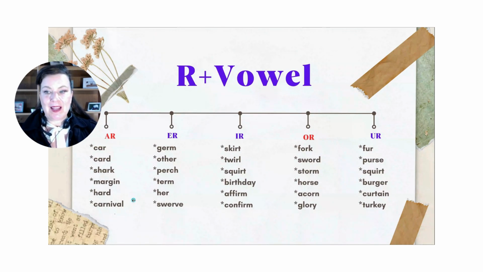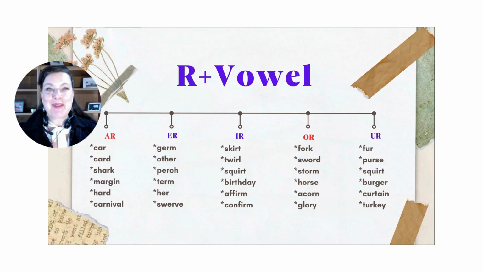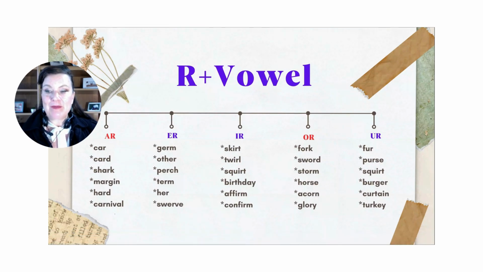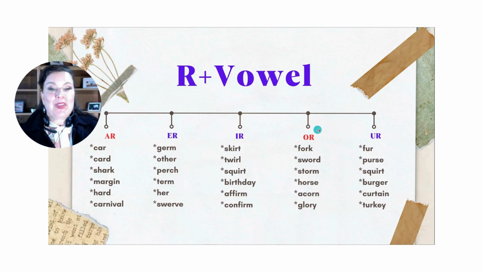carnival. This dark L at the end is another distinction with American English sound. We'll get to that in a different video. But here in the first syllable, we have that R influence on the AR combination. Carnival. Very good.